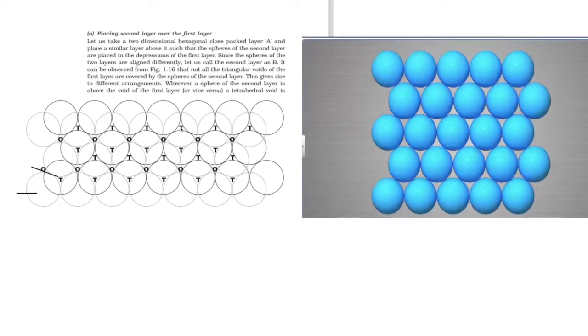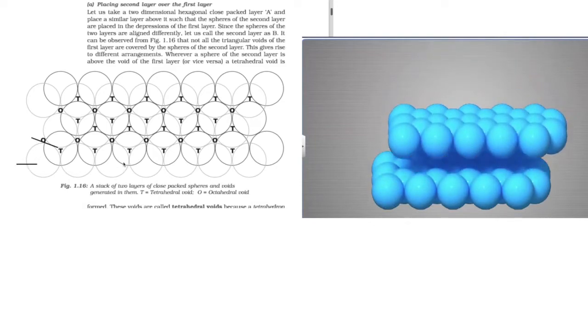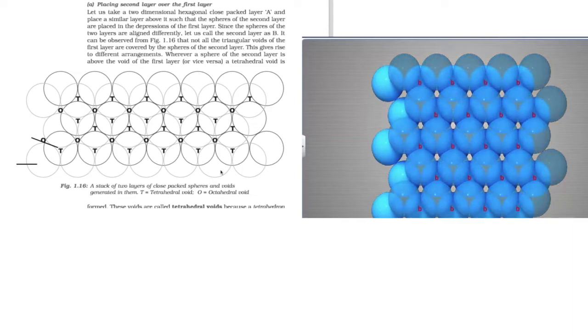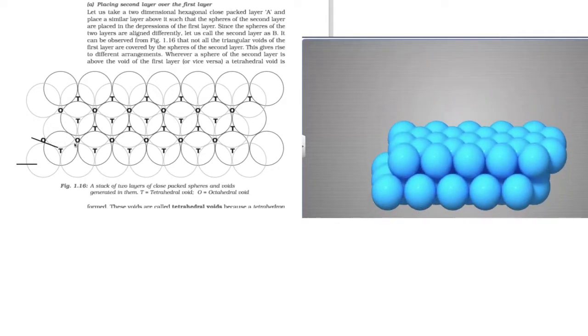Now try to understand this type of arrangement. This is the first layer of spheres in hexagonal close packed structure in two dimension. When we will place the second layer of this hexagonal close packed structure in two dimension above the first layer, we will place the spheres of the second layer in the depression of the first layer. Since the spheres of the two layers are aligned differently, we will call the second layer as B.